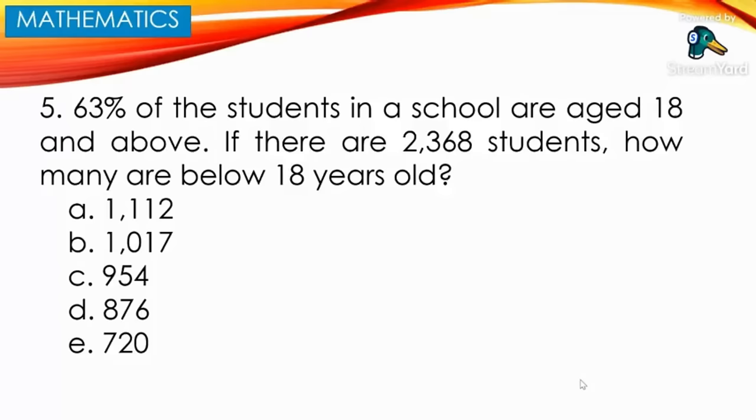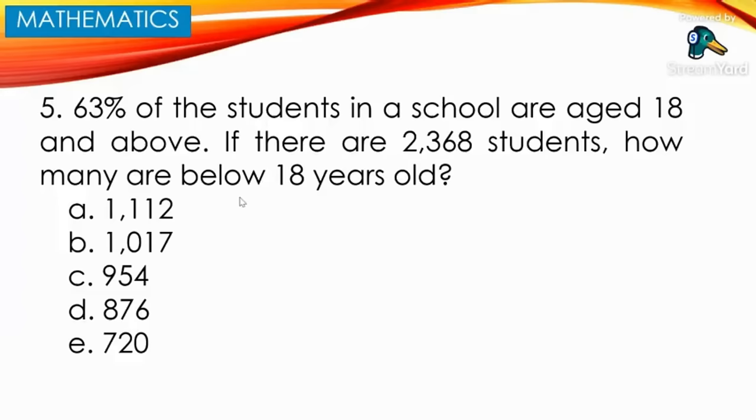Sige, let us reveal the answer. The correct answer for this number, I'm going to tell you first that you might be tricked by the question. It is given that the percentage is the number of students who are age 18 and above. But the problem asks for the number of students who are below 18 years old. So we're not going to use the 63% as our rate. So the correct answer for this is letter D.